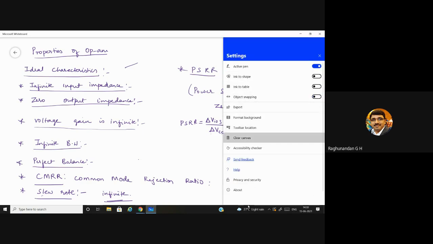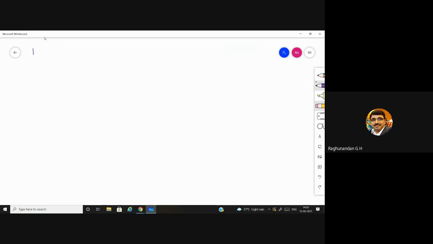In practical characteristics also, the same parameters are there. But here we are going to just tell the values. Whatever definitions we have studied for ideal, the same definitions you will be telling. But along with that, you need to tell what is the practical value.